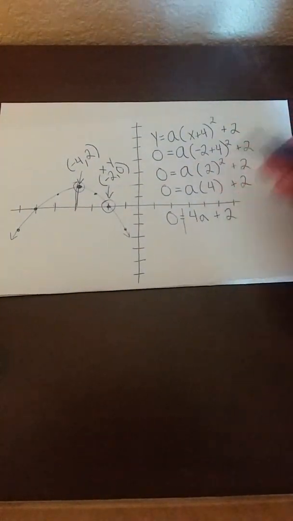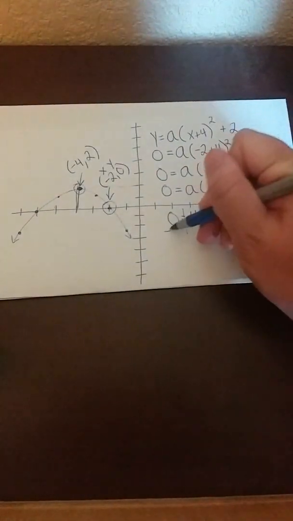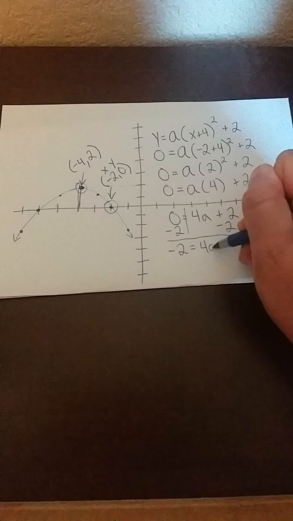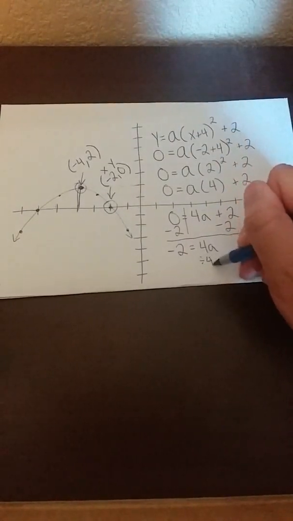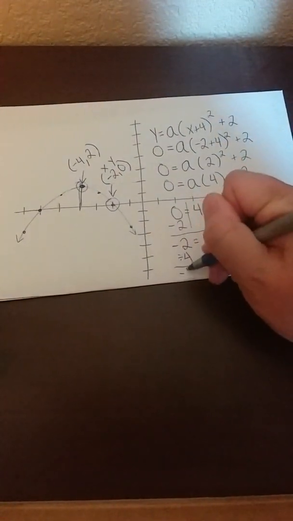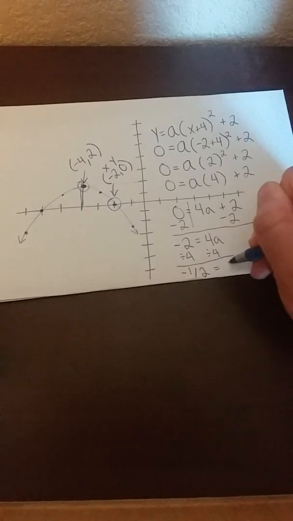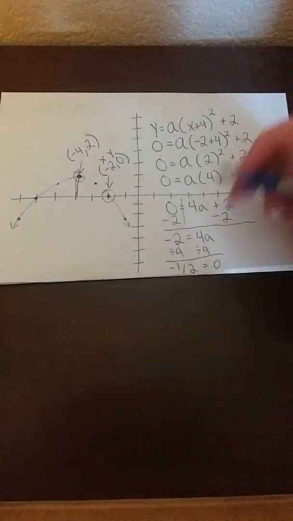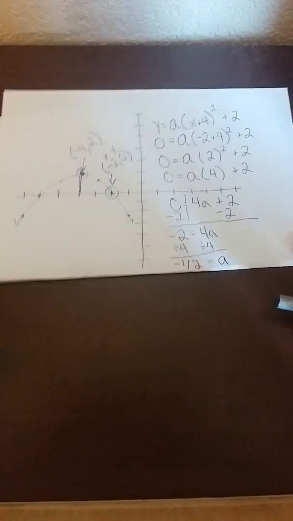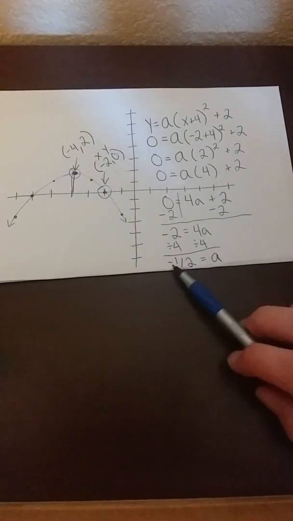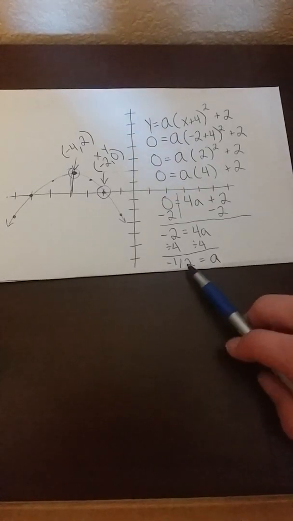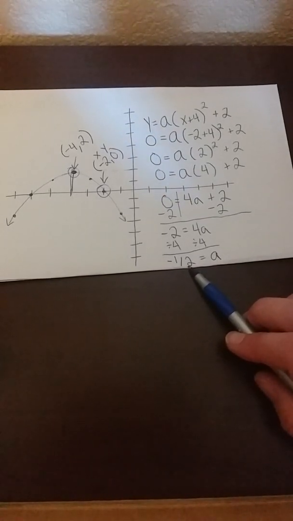And now you solve this. So to get rid of plus 2, I'm going to minus 2 on both sides. And I'm going to get negative 2 equals 4a. And then I'm going to divide by 4. And negative 2 divided by 4 is negative 1/2, or negative 0.5. So negative 1/2 equals a. I knew it was going to be negative because I can tell this is opening down, so I know a reflection occurred. An a of negative 1/2 means that it was a reflection in the x-axis because of the negative, and then it was a vertical shrink by a factor of 1/2.